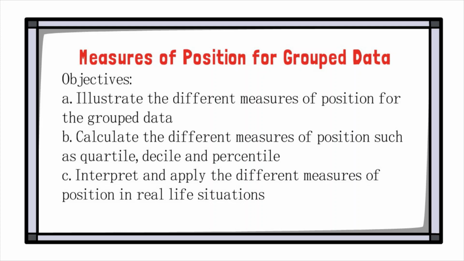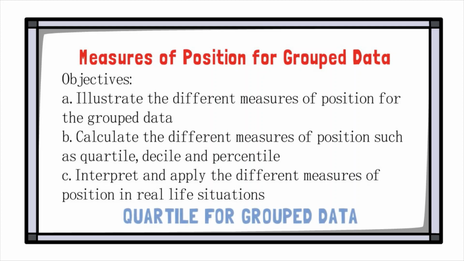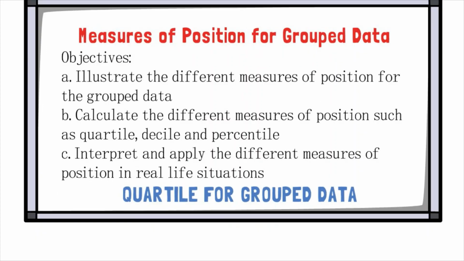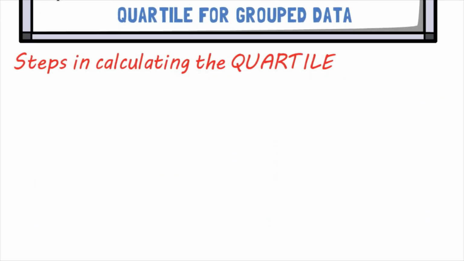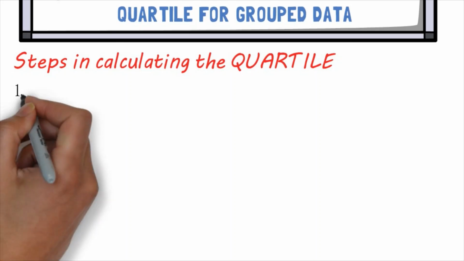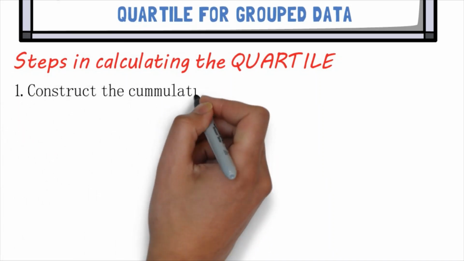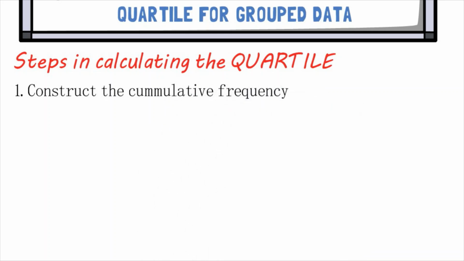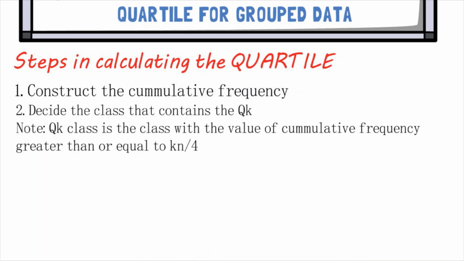Para sa video na to, ang i-discuss ko muna sa inyo ay ang quartile for group data. So just like in the group data, meron din tayong steps or procedures to follow in calculating for the quartile. So the first step is that we are going to construct the cumulative frequency distribution. Step 2, we are going to decide the class that contains the Q sub k class. Remember that the Q sub k class is the class with the value of cumulative frequency equal or greater than k times n divided by 4.